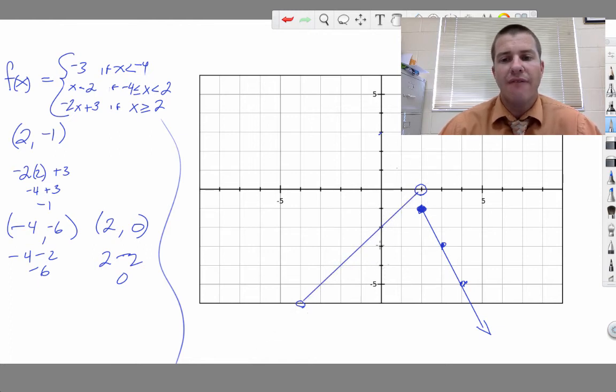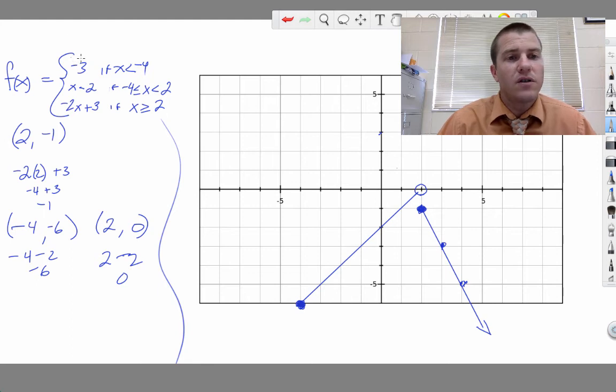Now there is one more thing I haven't done here, which is to pay attention to the endpoints. Are they open or closed? The one at -4 should be closed. The one at 2 should be open. So let me go close this one in, and that's it for that one.